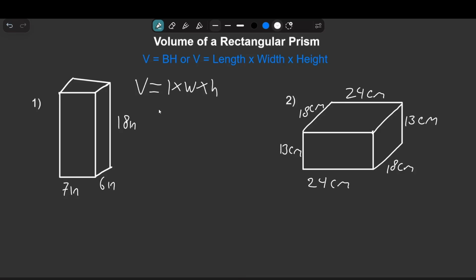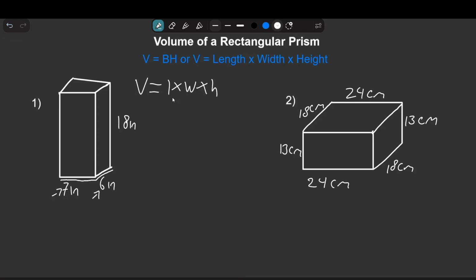And it doesn't matter if you don't know what the length or width is of the rectangular prism. If you just use these two sides, it doesn't matter which you put first. You just have to know that one is the width and one is the length. It doesn't matter in which order you put these two. But for this one, I'm going to use the 7 for length and the 6 inches for width.